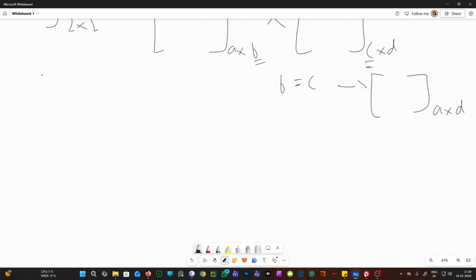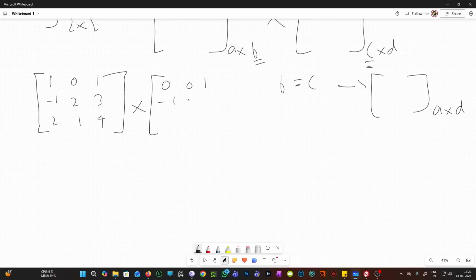So let's say we have this matrix here: 1 0 1, minus 1 2 3, 2 1 4. Okay, now let's multiply this by 0 0 1, minus 1 2 1, 4 2 1. As you can see, its order is 3 cross 3, and this matrix order is also 3 cross 3. So the number of columns here is the same as the number of rows here, so we can multiply them.